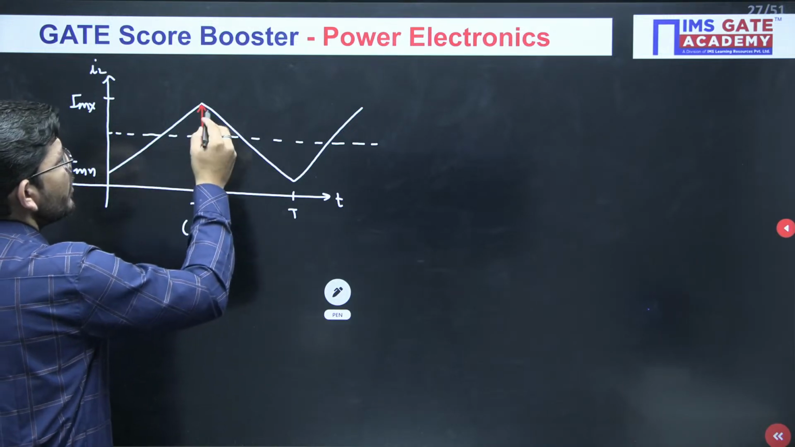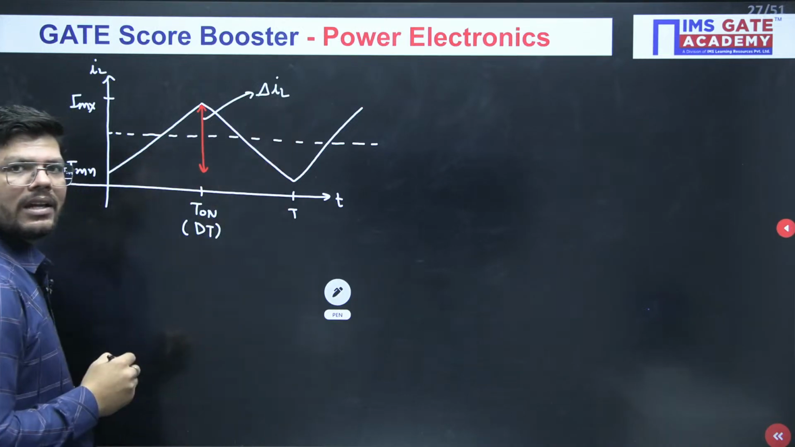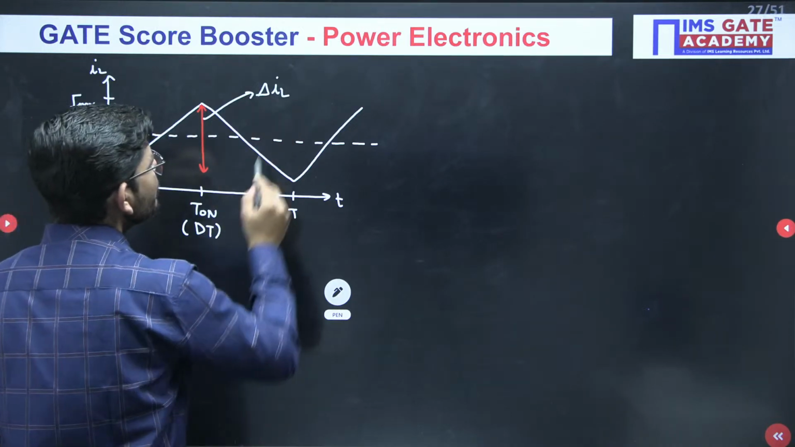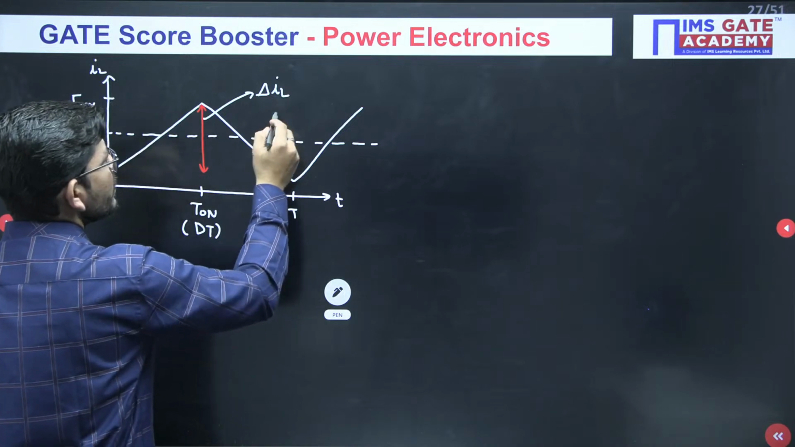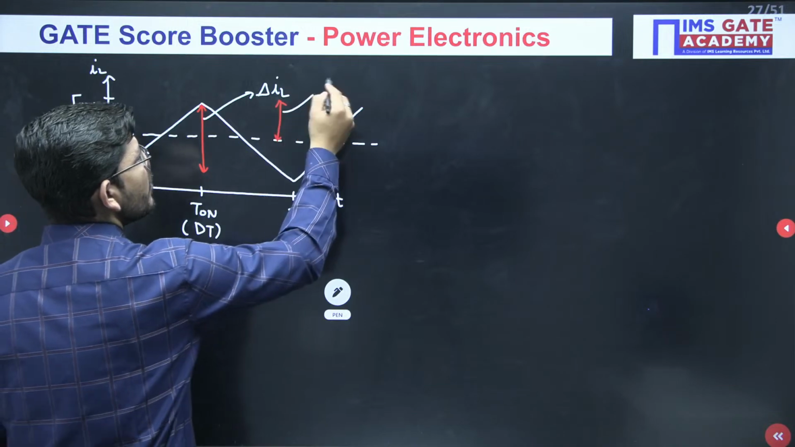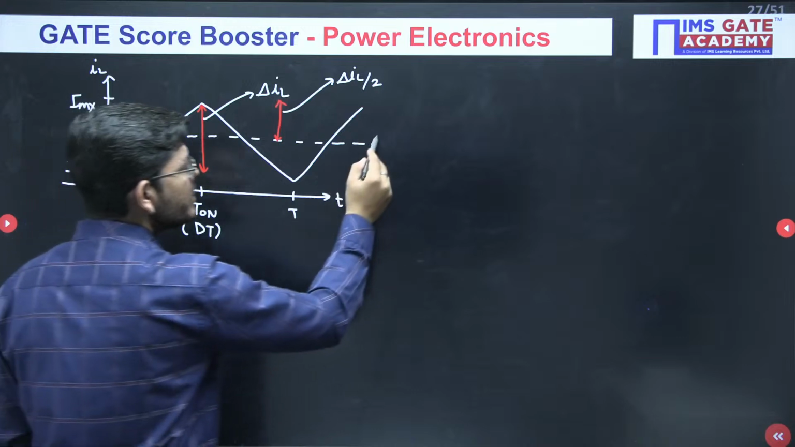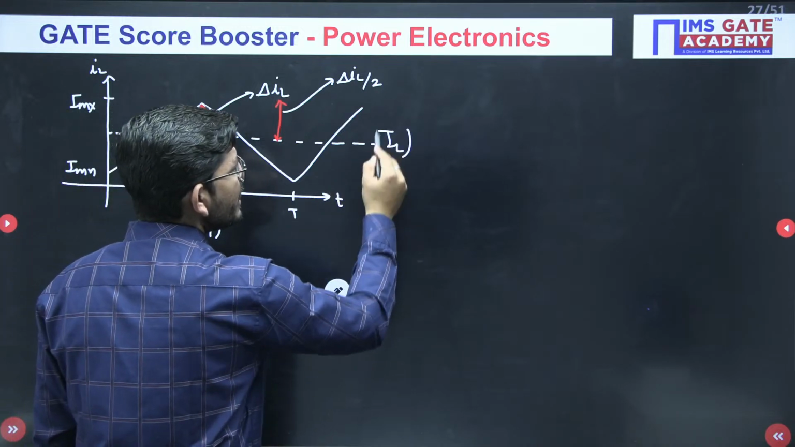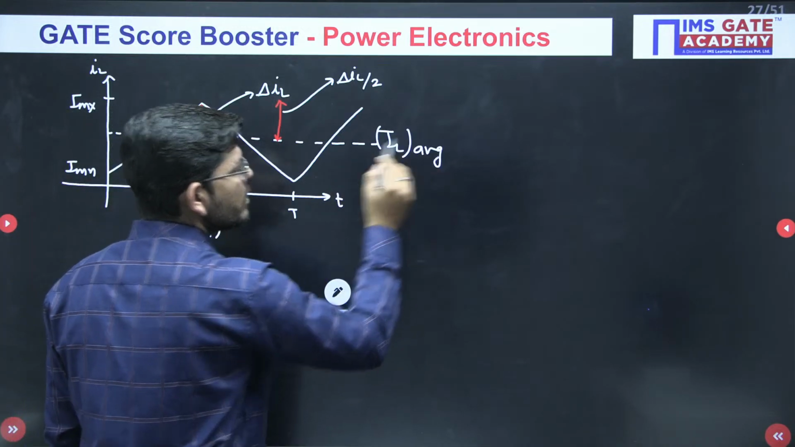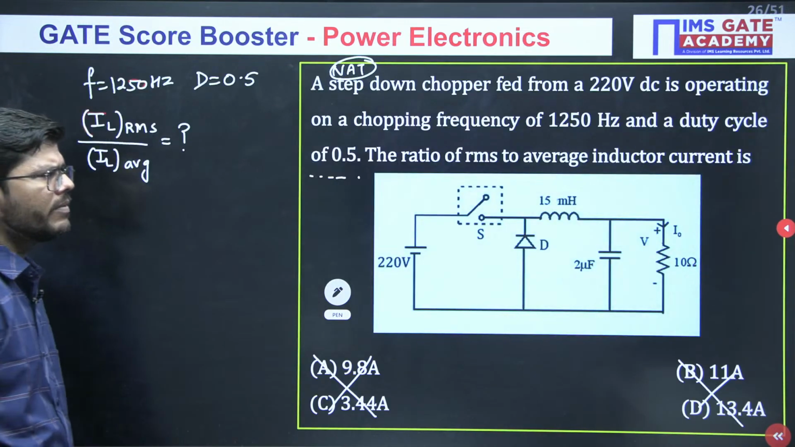What do I call this particular value? This amount will be the peak to peak ripple, delta IL. Then how much will be this amount? This amount will be delta IL by 2. And this value will be IL average. Now what will be the value of this IL average?